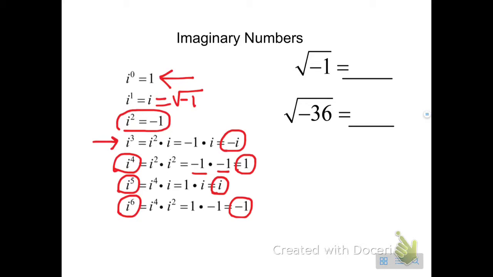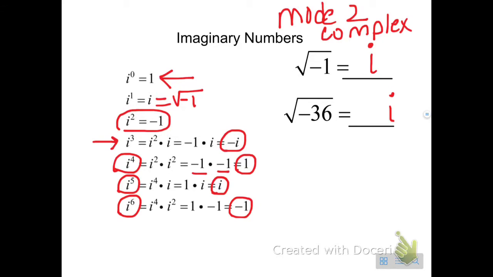Now, in your calculator, when you get to class tomorrow, you can go to mode 2. Mode 2 is the complex mode, and it will work imaginary numbers for you. So if your calculator gives you an error, then you might want to try mode 2. The square root of negative 1, which we've already talked about, is i. For the square root of negative 36, the negative sign is the i. And what's the square root of 36? 6. So the square root of negative 36 would be 6i.